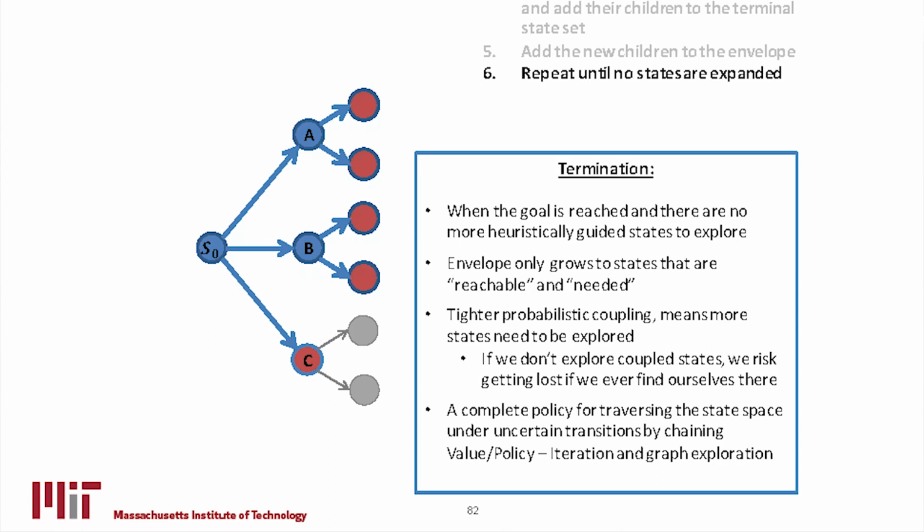Yeah, the third bullet here kind of touches on this: if we don't expand the states that are probabilistically coupled and we do accidentally end up there, we risk getting lost and not having a policy. We can compute this all offline and have a plan before we even start flying to know exactly where we want to go, even if our dynamics are not deterministic.